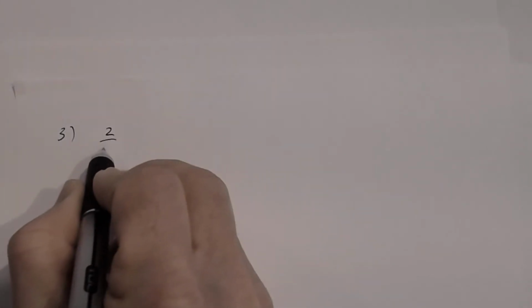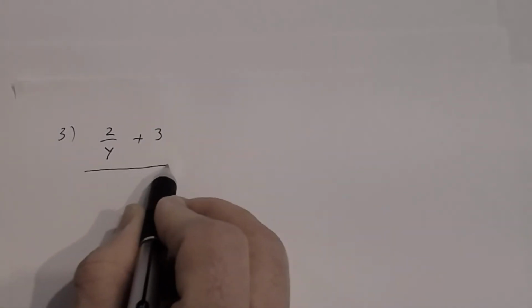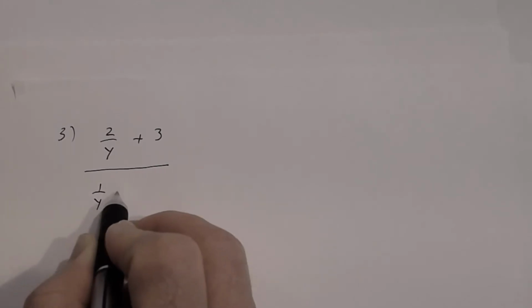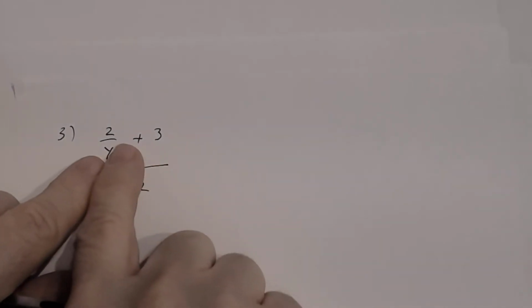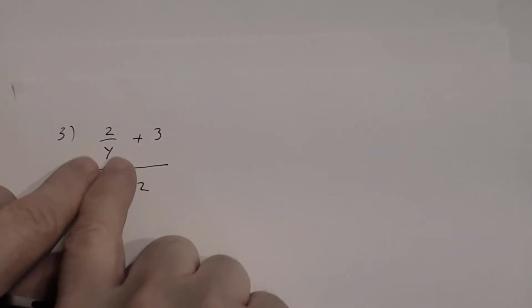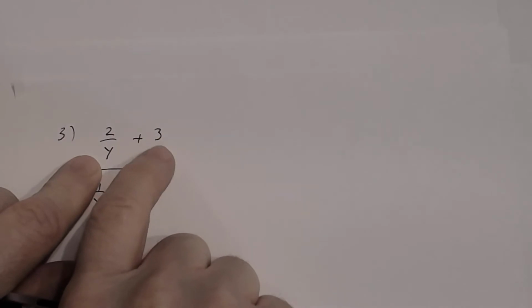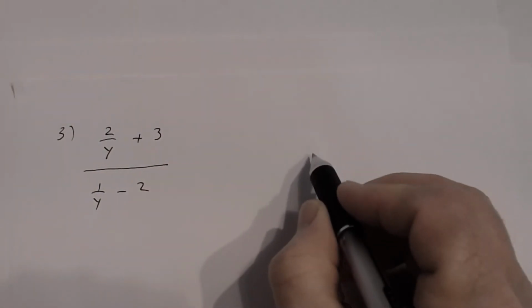So let's see. Number 3, we have 2 divided by y plus 3, divided by 1 divided by y minus 2. All right, so let's suppose we had that. Okay, so again, remember, you want to make sure in method 1 that the numerator is one fraction. Notice I have two fractions up here, 2 divided by y plus 3, and you can write 3 as 3 divided by 1. Okay, so let's go off to the side and then do the work.